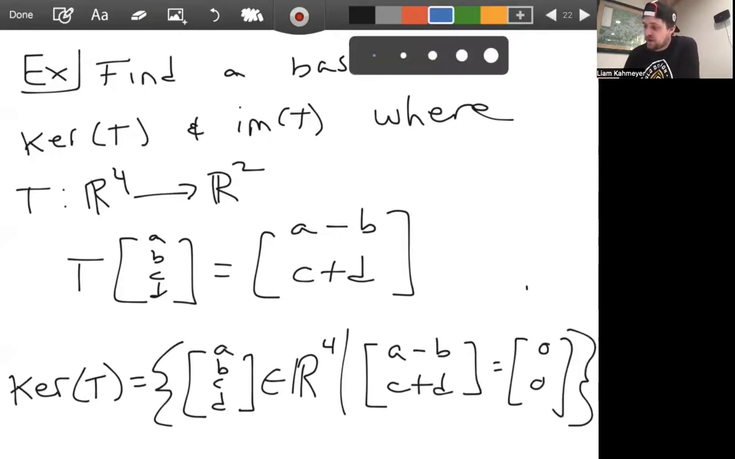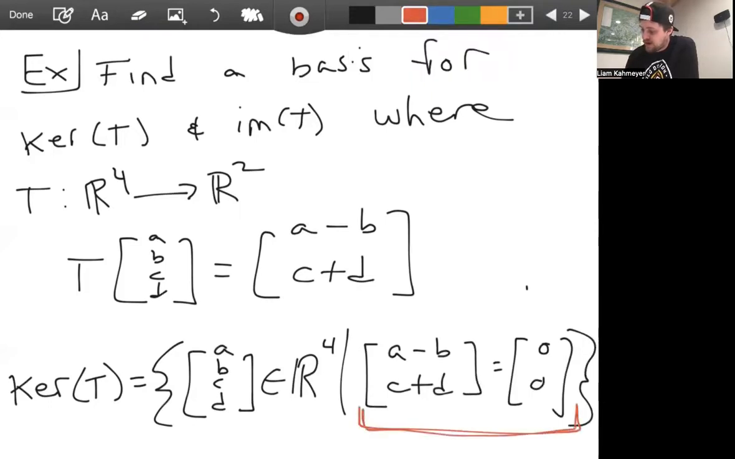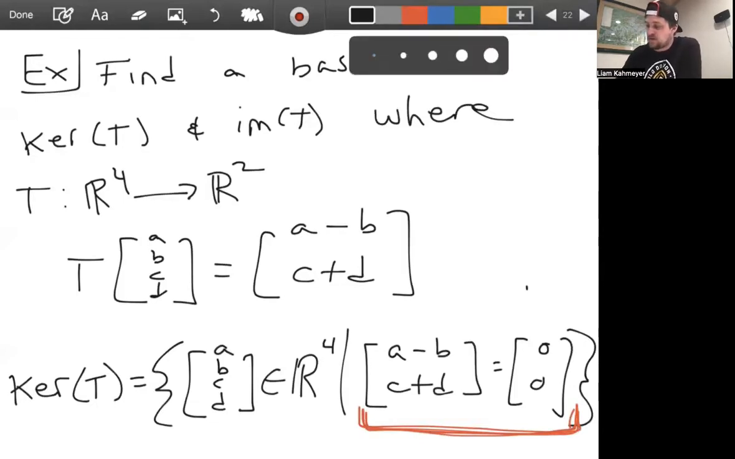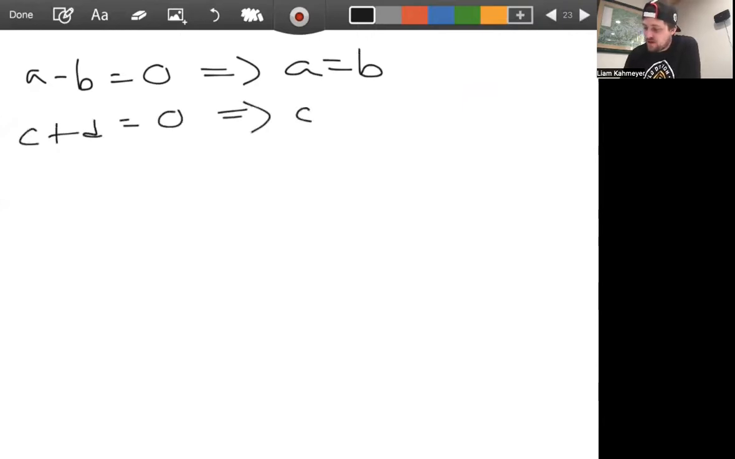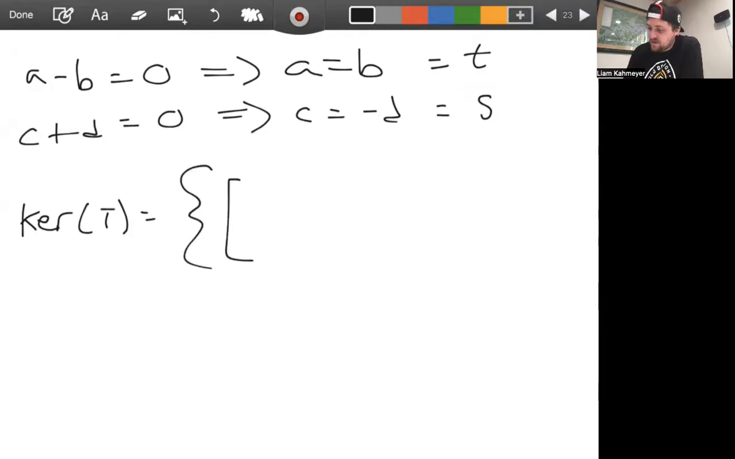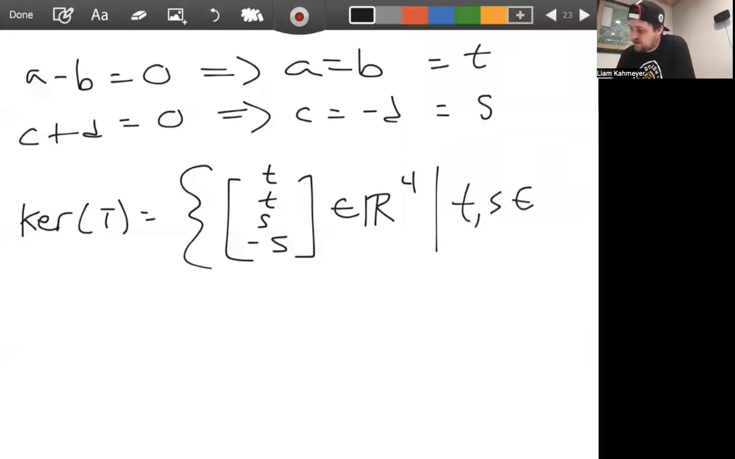Well, to find a basis for it, let's play around with the restriction that's been imposed on the kernel, right? What stands out here is the restriction that A minus B is equal to 0 and C plus D is equal to 0. So we have A minus B is equal to 0, which implies A equals B. Then we have C plus D is equal to 0, which implies C equals negative D. Now, if we give these parameters, let's say T for A and S for C, then we can rewrite the kernel slightly. The kernel of T is the set of all vectors (T, T, S, negative S) in R4, and then if you wanted to be really precise, such that T and S are in R, right?